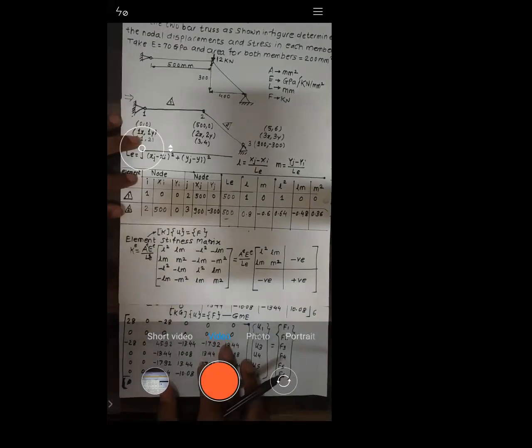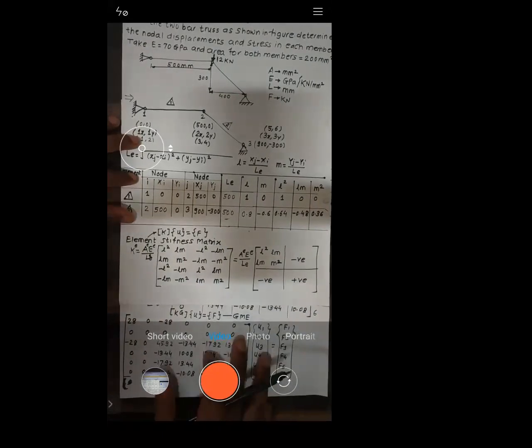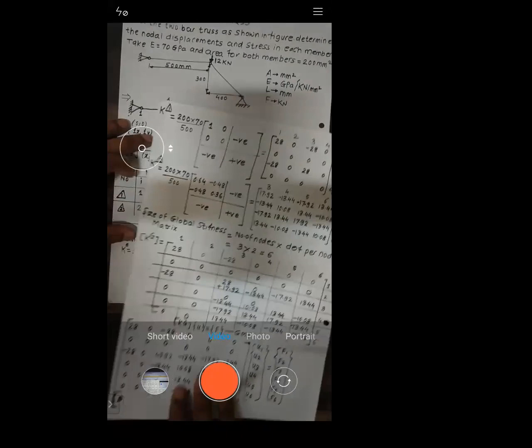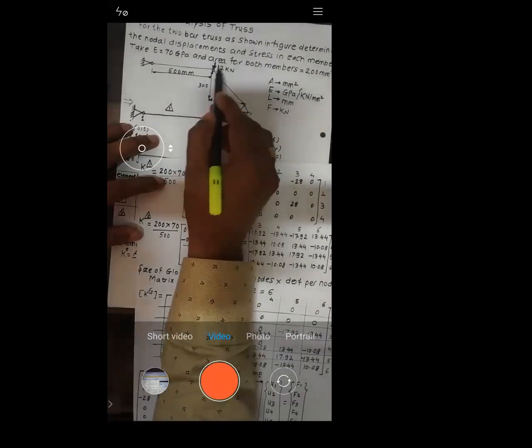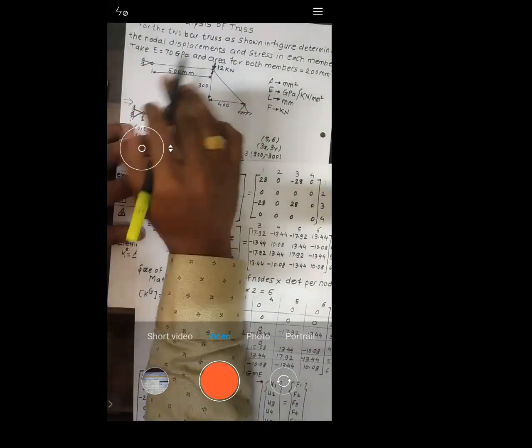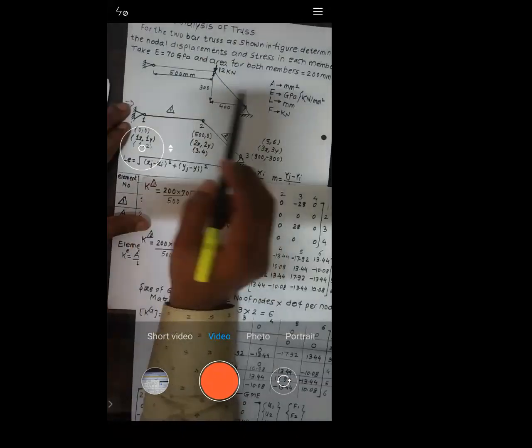Until and unless you impose the boundary conditions, because before applying the force, it should be fixed at some point. Fixed is nothing but a boundary condition. So if you see this diagram, tell me what are the boundary conditions?